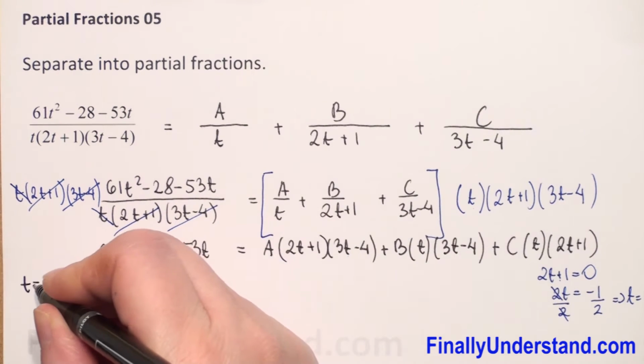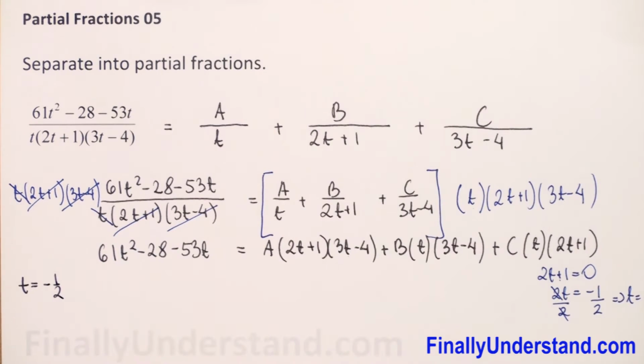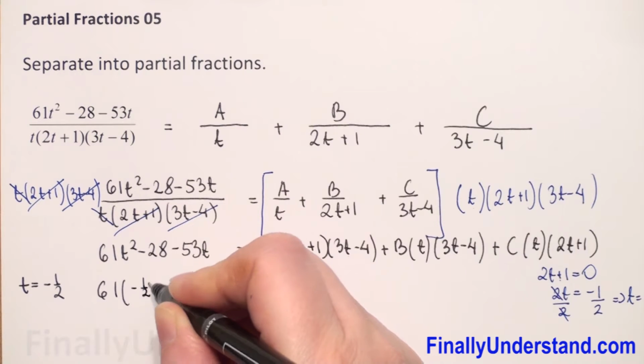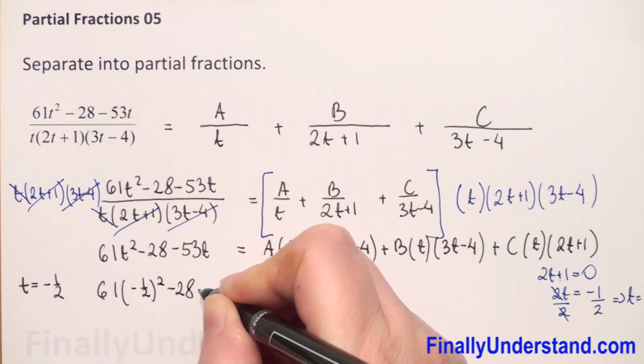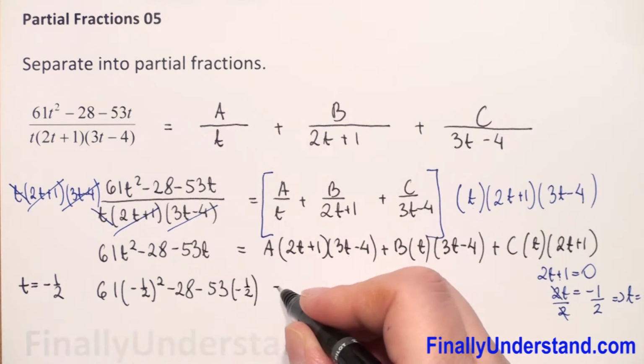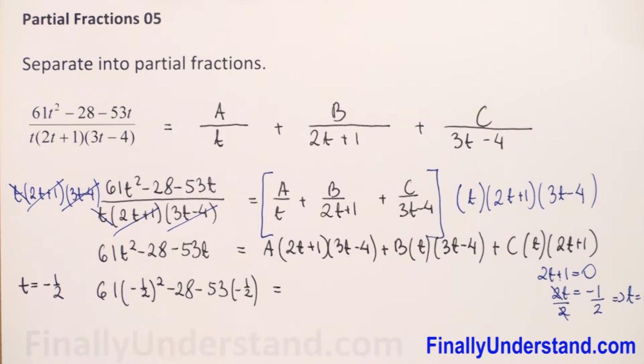For t equals negative 1/2, first, what will be? On the left side we have to substitute t by negative 1/2, and on the right side every t. So we have 61 times negative 1/2 to second power minus 28 minus 53 times negative 1/2. This is equal, like I said, for negative 1/2 this term will be 0. So 0 times this gives me 0 times A gives me 0.